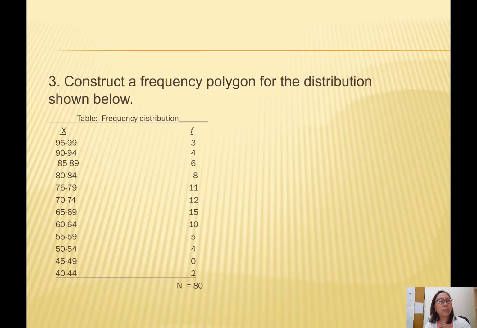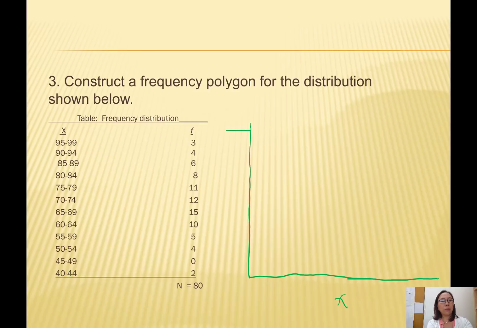So the interval size here is 5. Here you see the frequencies, with an n of 80. Now, to draw a polygon, the horizontal line is going to represent the x variable. And because we're looking at ranges of scores, and also because we're connecting the dots, let's list the number that is in the middle within each range.